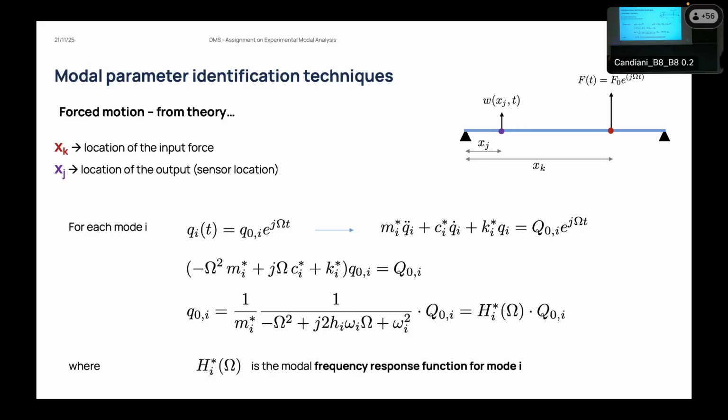At this point, obtaining the response of the system in terms of Qi is very easy, because what we could do is to say that Qi is simply equal to Q0i divided by, here you can collect the modal mass, so you have Mi star that is multiplying minus capital Omega square.